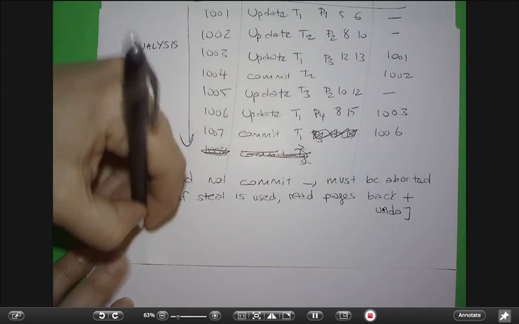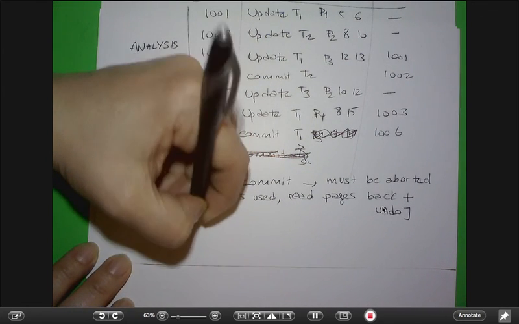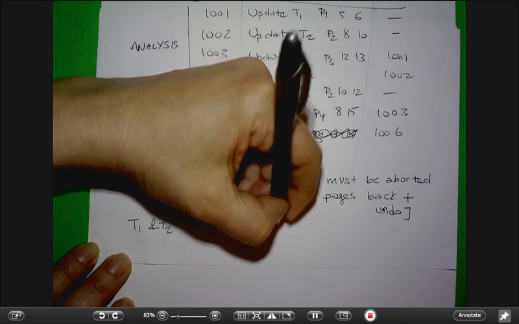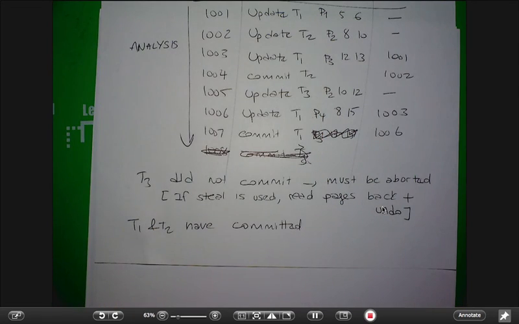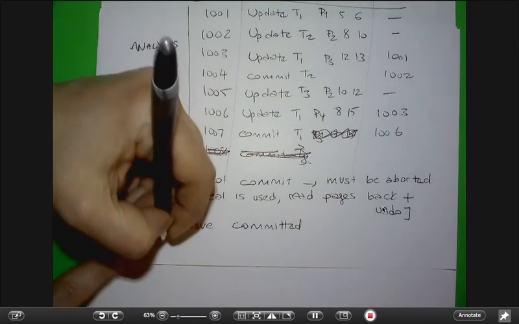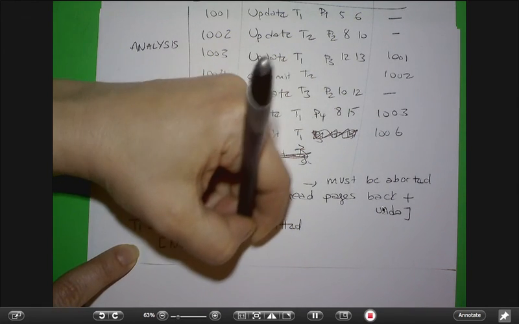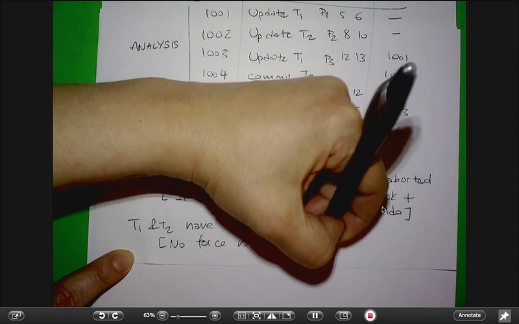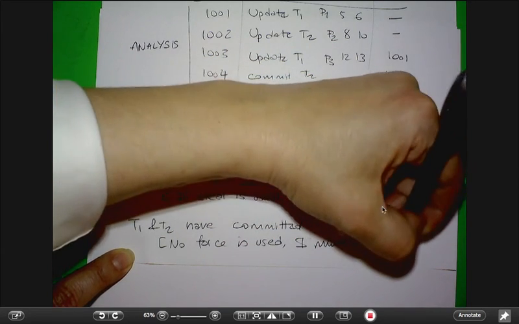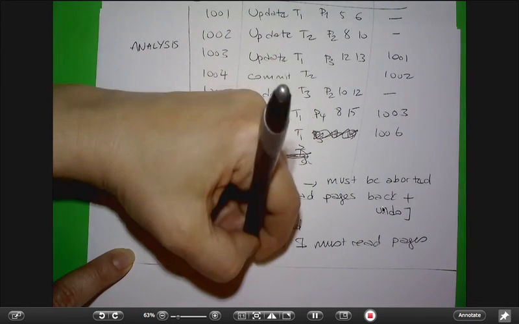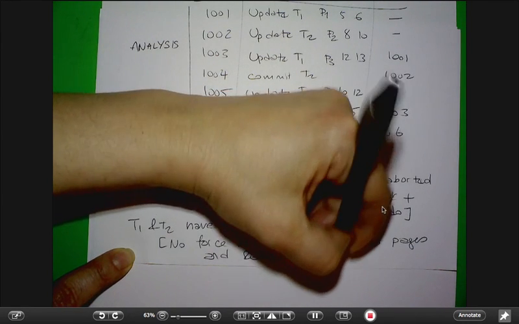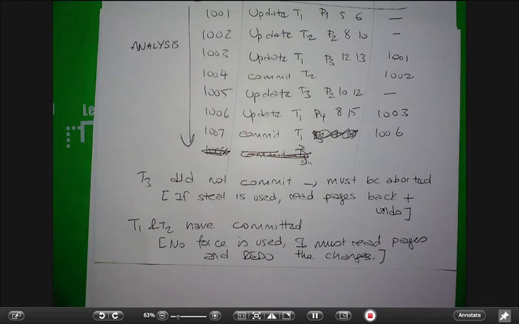On the other hand, T1 and T2 have committed, but if no force is used, then I must read pages and redo the changes to make sure that they are actually recorded, because there is no guarantee that the changes are actually recorded. Okay? So this is basically the idea of recovery.